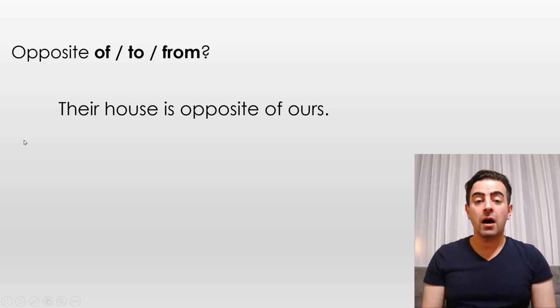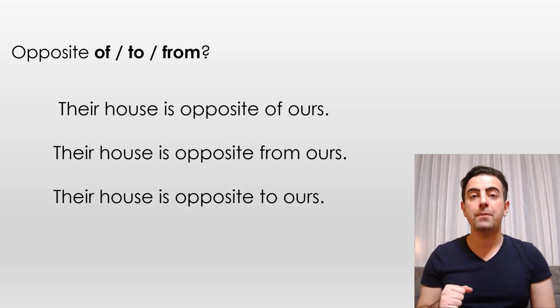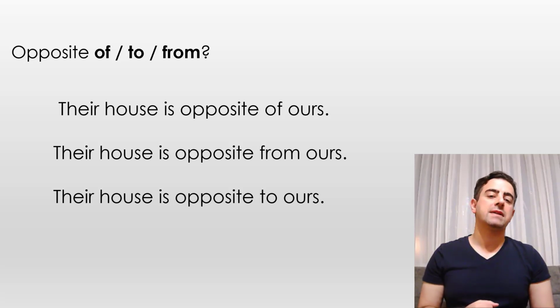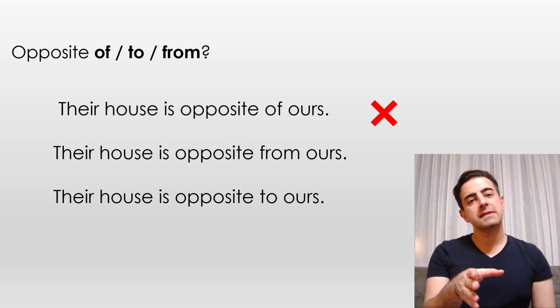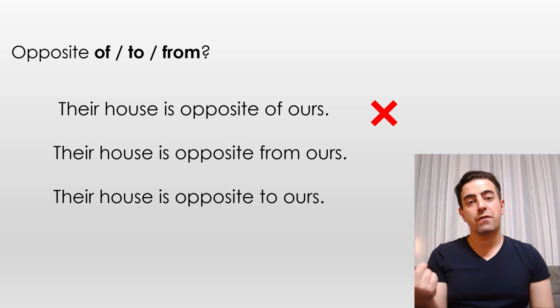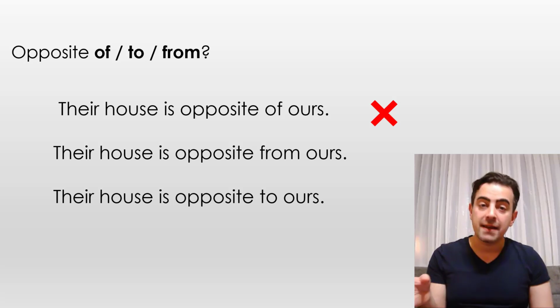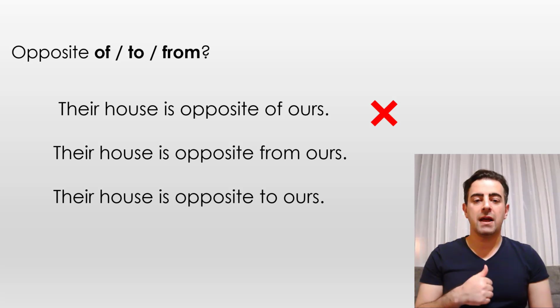Their house is opposite of ours. Their house is opposite from ours. Their house is opposite to ours. Which one is correct? One reason that we might say their house is opposite of ours is when we say, for example, ugly is opposite of beautiful or good is opposite of bad. So this is about words, not about things. For things we don't say of, that's about words.